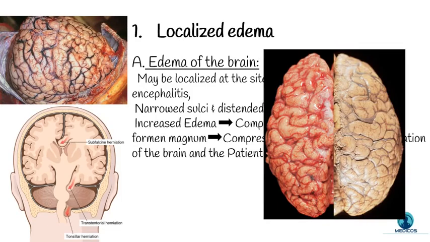As you can see in the picture, in the normal-sized brain, you can see the sulci clearly, but when we see the edematous one, the sulci are almost overlapping and the gyri are expanded and flattened.